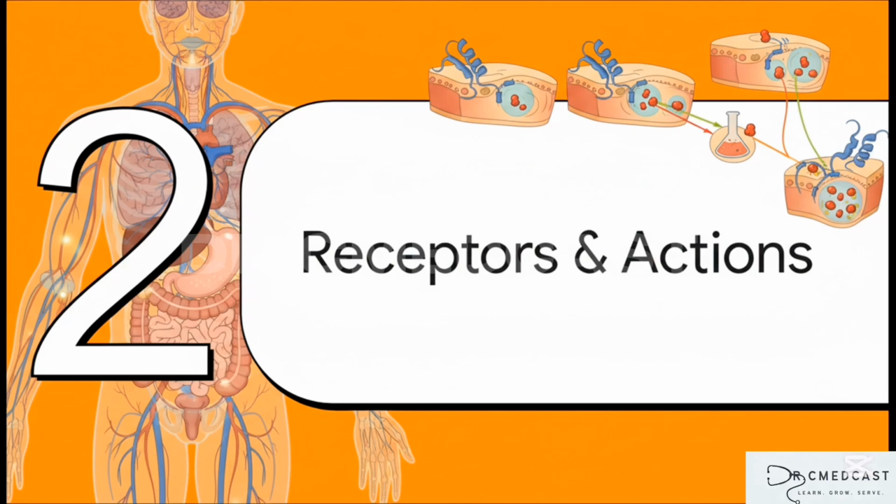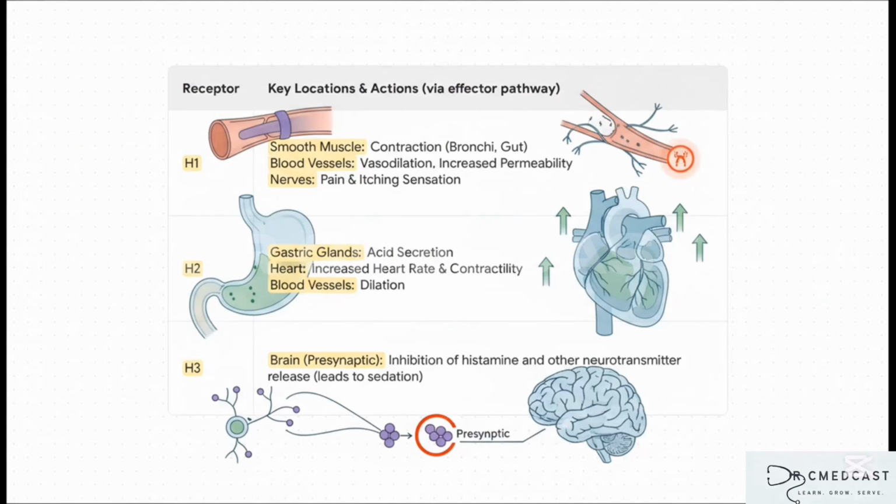The key to understanding histamine's effects is to understand its receptors. The same molecule can do wildly different things depending on which receptor it binds to in a given tissue. This table lays it all out beautifully. Let's focus on the big two. First, the H1 receptor. This is your classic allergy receptor. When histamine hits H1, you get bronchoconstriction, making it hard to breathe. Your blood vessels dilate and become leaky, causing swelling and hives, and it stimulates nerve endings, which causes that intense pain and itching.